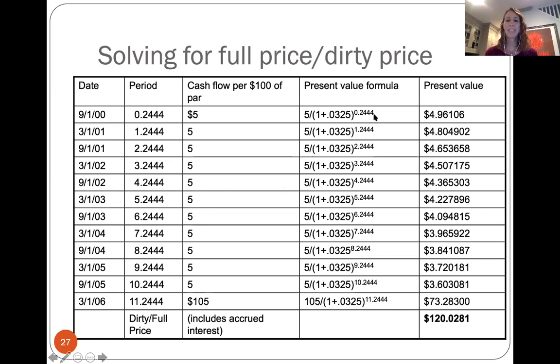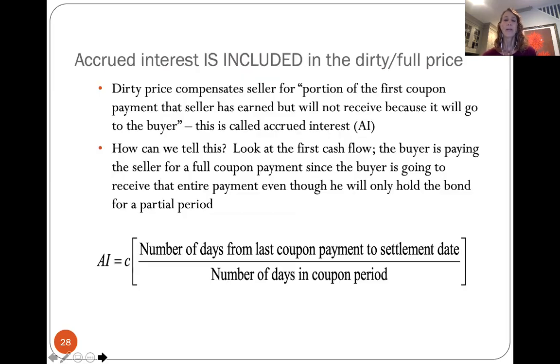We price this out with our present value formula for each cash flow, take the present value and we add it up. We call this the dirty price or the full price, and this is what the buyer will actually pay to the seller when he purchases the bond. Note that the accrued interest is included in that price, so he's paying up front for that $5.